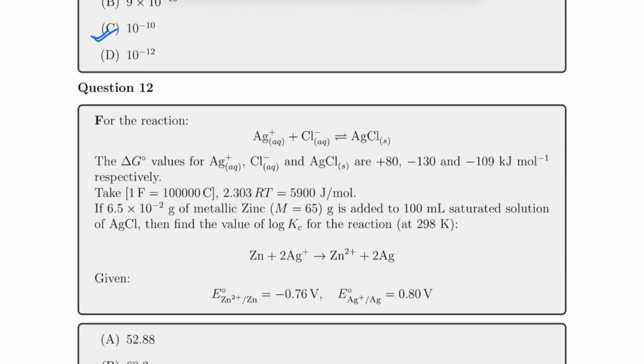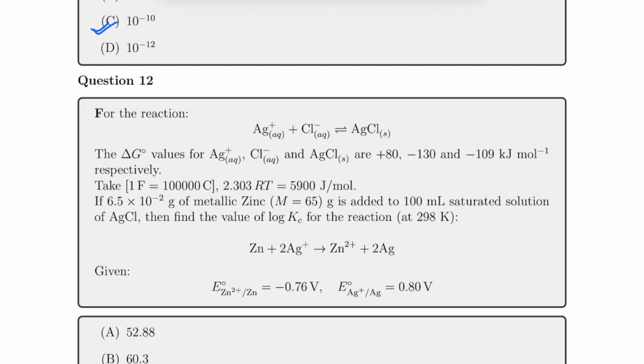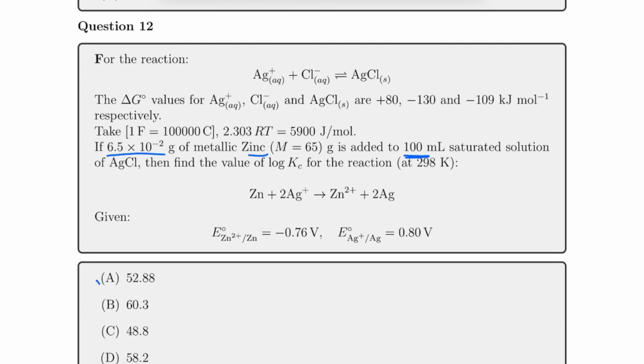And then for Ag plus Cl minus, again the same equation and all, but over here question becomes like 6.5 into 10 to the power minus 2 gram of metallic zinc, and it is added to some 100 ml saturated solution of AgCl. You need to find log Kc. ठीक है, so ये थोड़ा सा you will be finding it to be like a bit lengthy and all, ठीक है, because the moment when log वाला term is coming and all, then it will be a bit calculative, so उतना थोड़ा आपको करना होगा, and that will come out as 52.88 Agra.